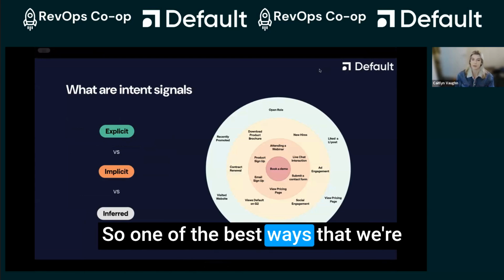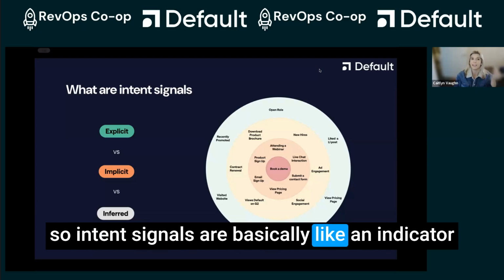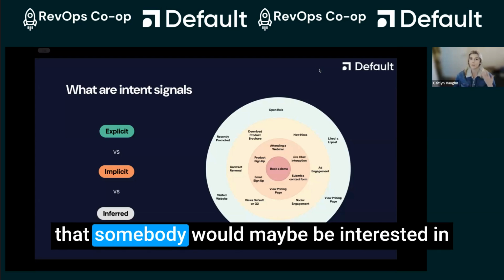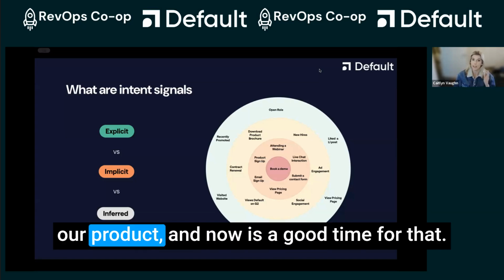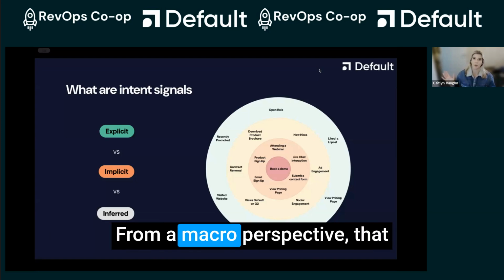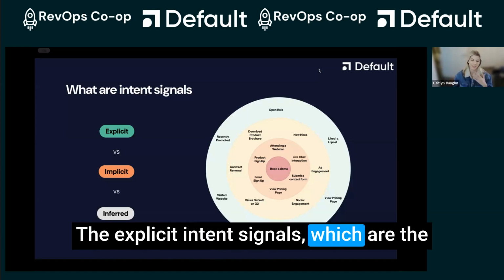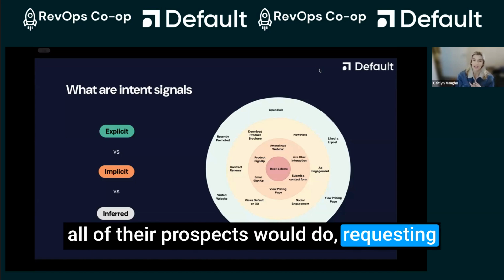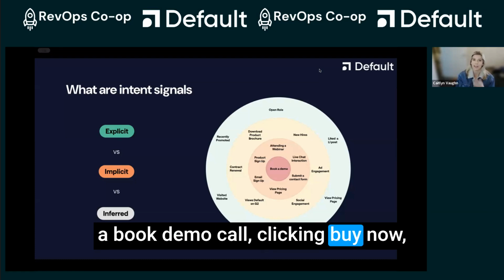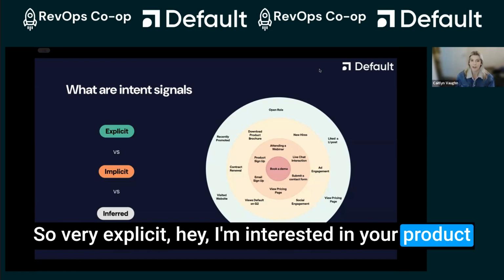So one of the best ways that we're able to figure out who to be reaching out to and how is via intent signals. Intent signals are basically an indicator that somebody would maybe be interested in buying our product, or they're a good fit for our product, and now is a good time for that. From a macro perspective, that really falls into three categories: the explicit intent signals, which are the intent signals that everybody wishes that all of their prospects would do, requesting a book demo call, clicking buy now, maybe filling out a contact form, right? So very explicit, hey, I'm interested in your product.